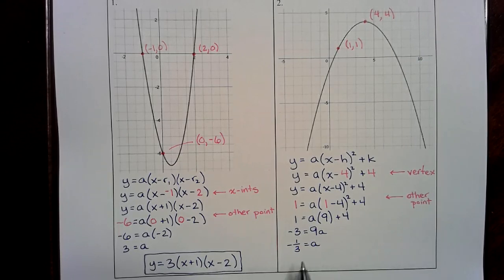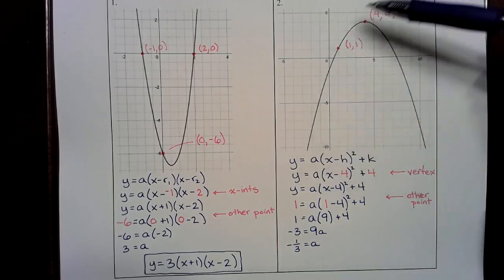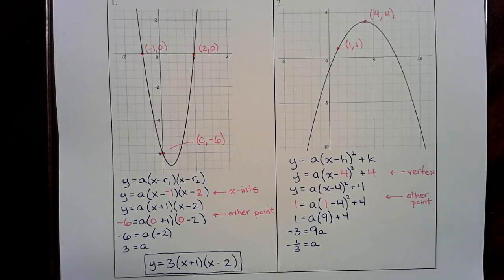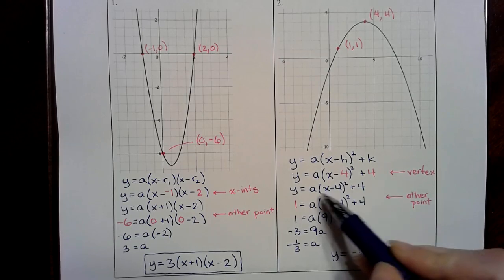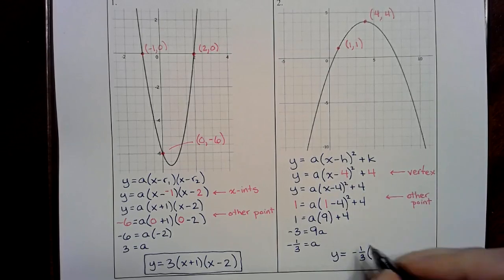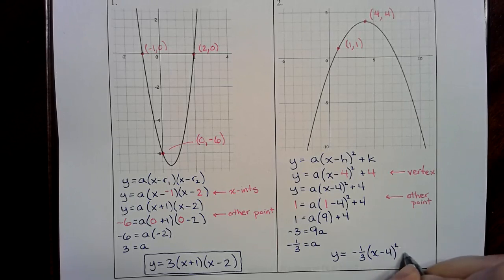I should be pretty happy that my answer was negative because this one points down. So my final answer here is going to be y equals this a value, -1/3, and then the rest of it is as we found above: x minus 4 squared plus 4.